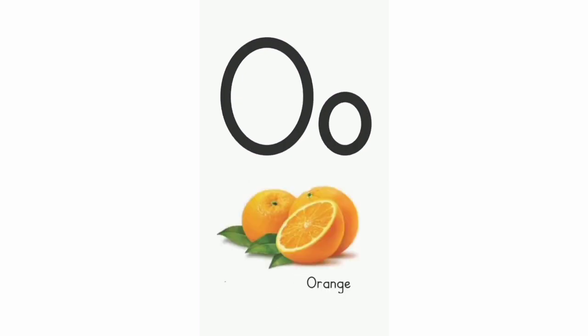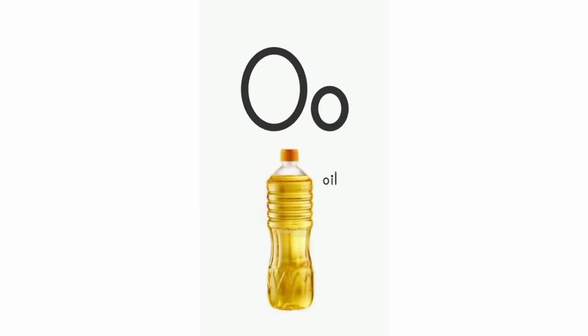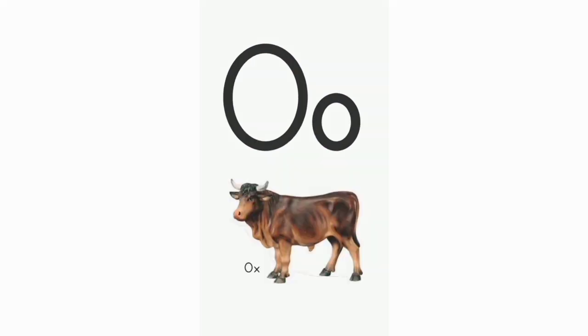O for orange. Orange is a fruit. O for oil. Kids, which oil is this? Yes, food oil, which mummy uses when cooking food. O for ox. You know kids, ox is also known as bullock, and you all are aware of the bullock cart, right? It is specially used for carrying goods from one place to another.